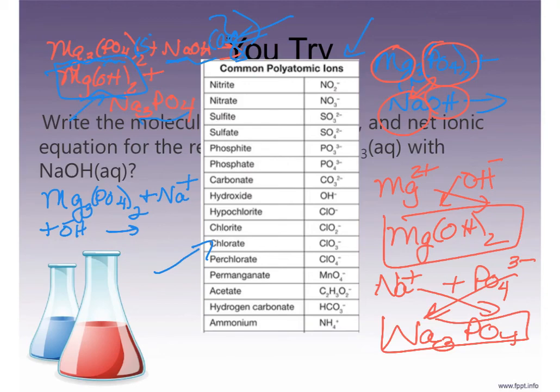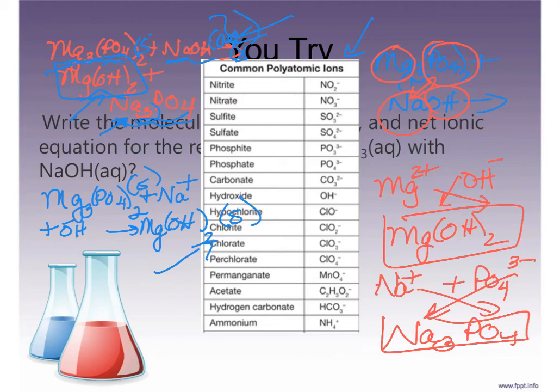Hydroxides in general are not soluble. Magnesium is not an exception. So there is our precipitate. All right, so that's our precipitate, right? One of the reactants was a solid too, which is fine. And the other product, sodium phosphate, yay. Sodium's a group 1 metal, so I know that is soluble.